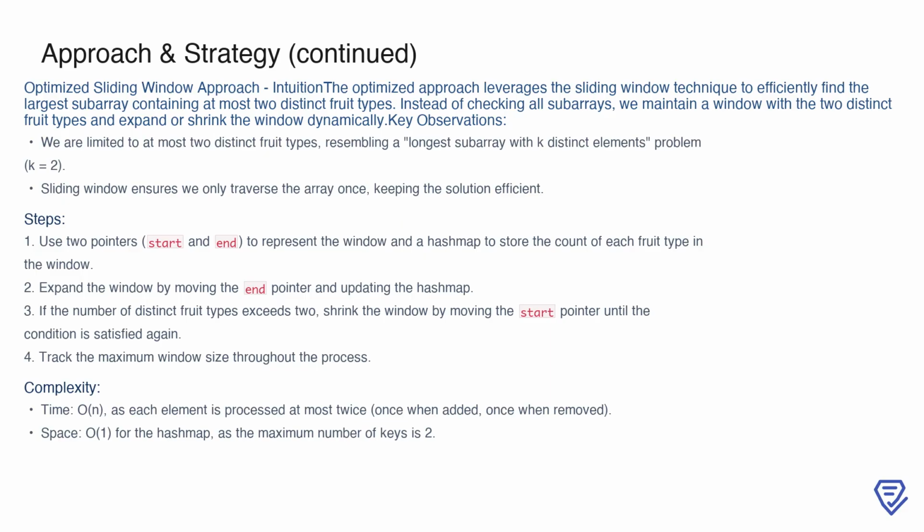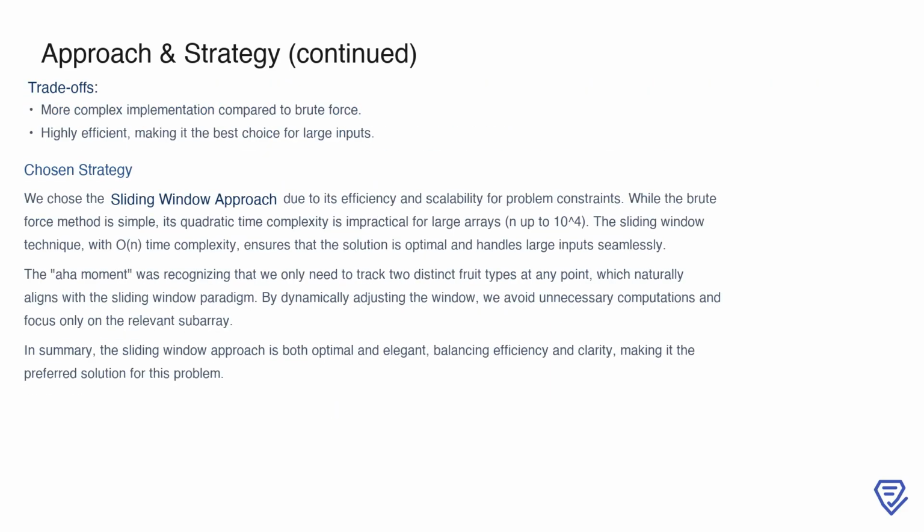This sliding window technique ensures that we only traverse the array once, giving us a time complexity of O(n), as each element is processed at most twice, and uses constant space for the hash map, as it only ever contains up to 2 distinct keys. Although the sliding window approach is more complex to implement than the brute force method, it is significantly more efficient and well suited for large inputs. This makes it the optimal choice for this problem.